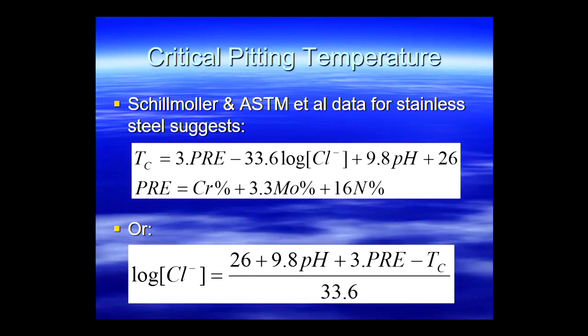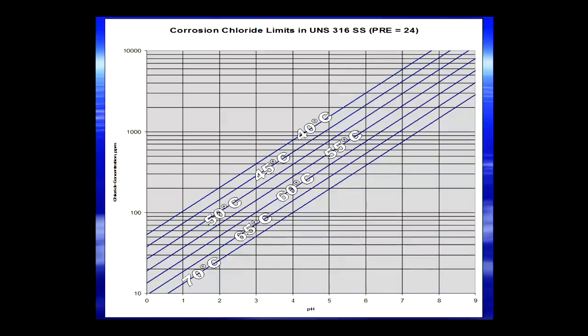These are some equations that I developed to help me predict how fast things were going to go. I won't bother explaining that to you, but that's the critical pitting temperature and the activity of the chloride ion, which is controlled by a number of other things like the PRE, which is the pitting resistance equivalent, chrome content, moly content, and nitrogen content of the steel, plus the pH, and all the parameters are there. The net effect of that is this.